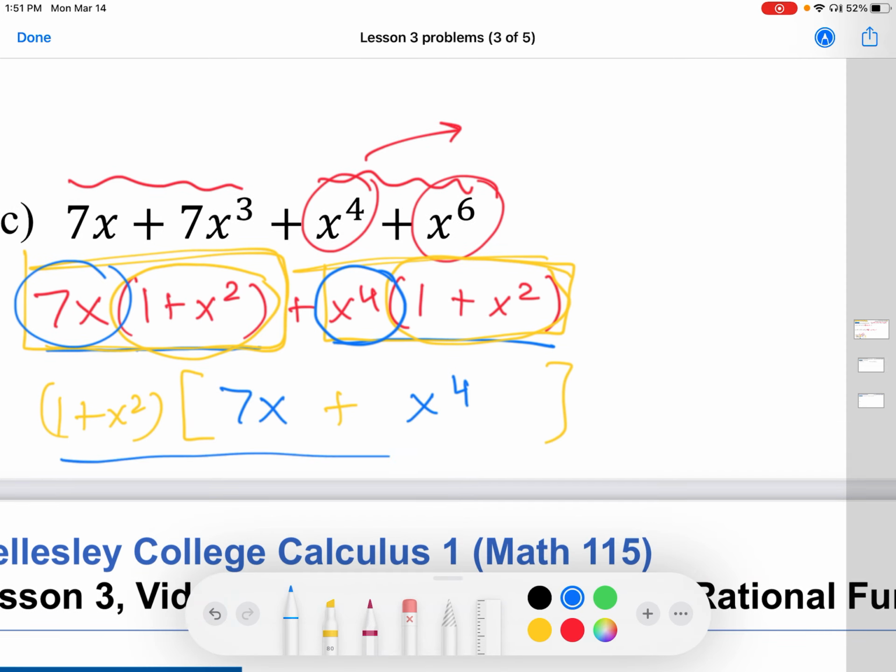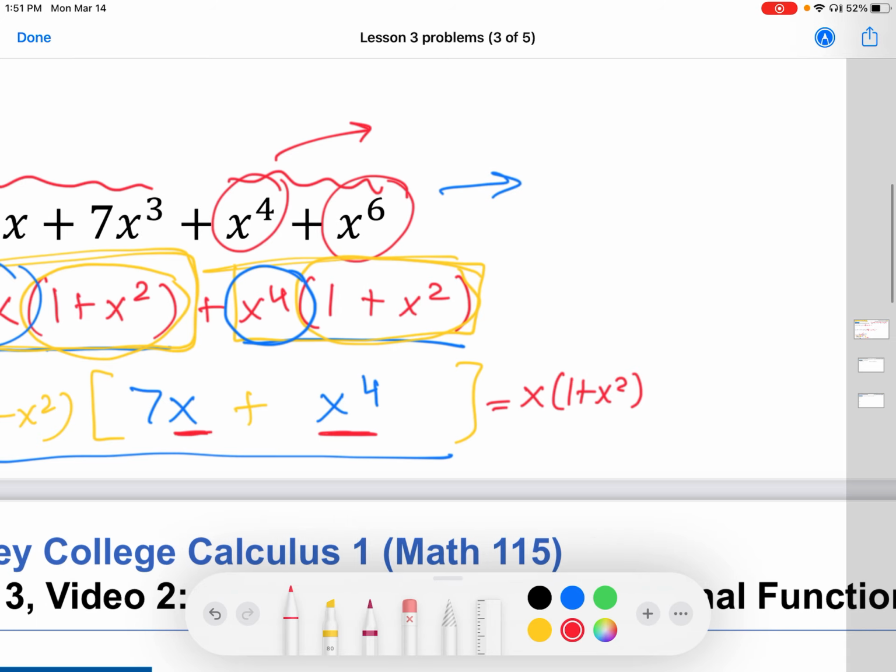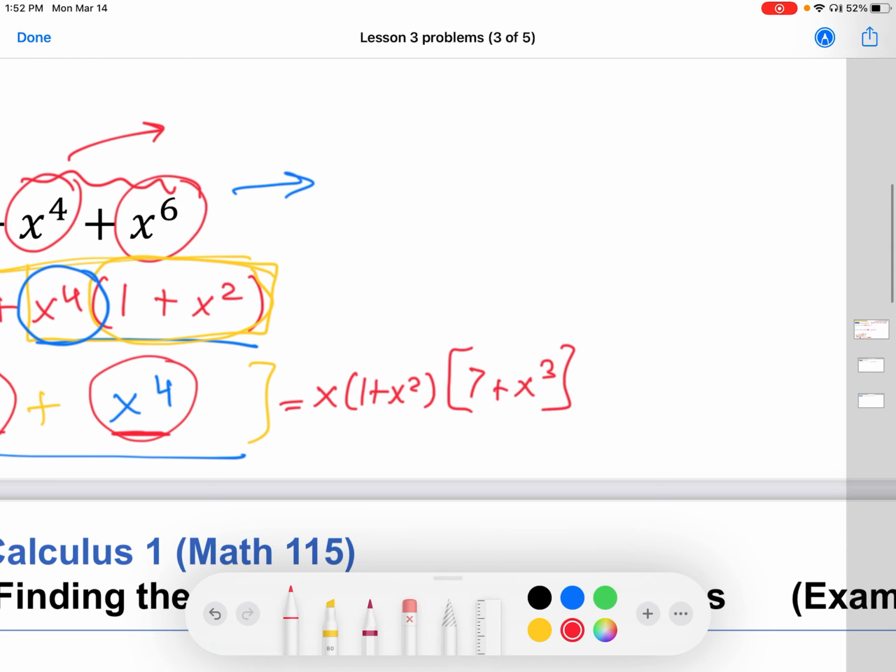Notice that, this is certainly a nicer factored form of the original polynomial, but there's also more that we can do. Because if we look inside this bracket here, we have an x here, we have an x to the 4th there, so I can factor out an x out of those 2 terms. And what am I left with? Well, the 7x becomes a 7 when you take out the x, plus, and then the x to the 4th becomes an x cubed when you take out the x. Great, and then this is my final factored form that we can consider as a very good answer.